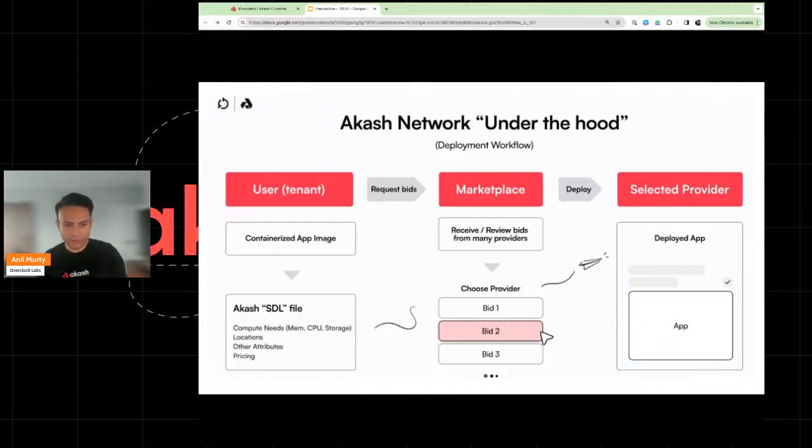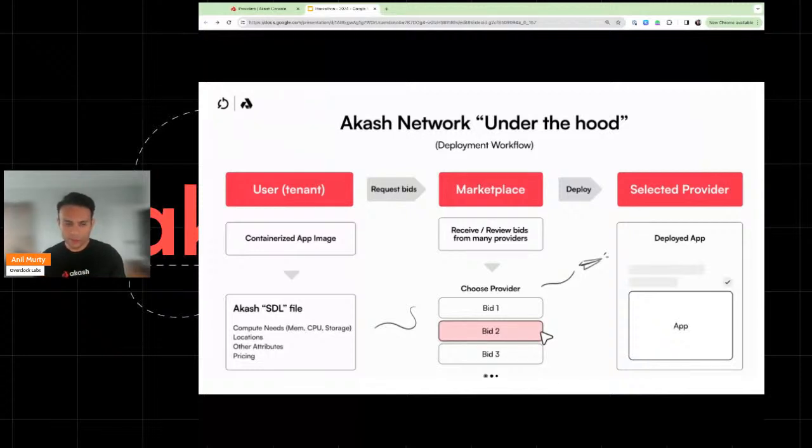So you're basically telling the network, hey, this is my application, and this is what I think it needs in terms of CPU, memory, storage, etc., in order to run itself. So you take that, you write the SDL file, and then you submit it onto the network. And then what happens is that the Akash software that's running on each and every single one of the providers on the network receives this request, and it looks at it, and it's able to review and say, hey, can I honor this request or can I not honor this request?